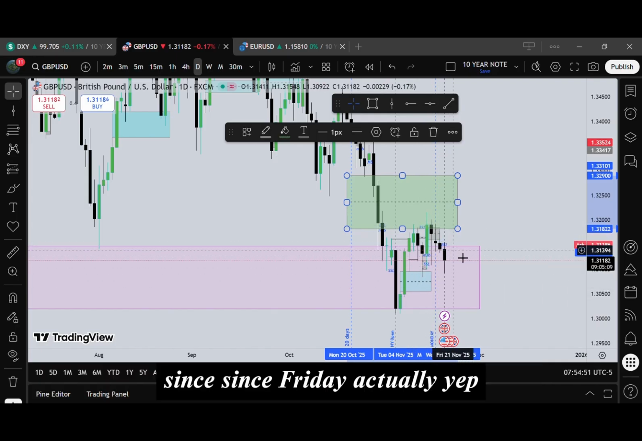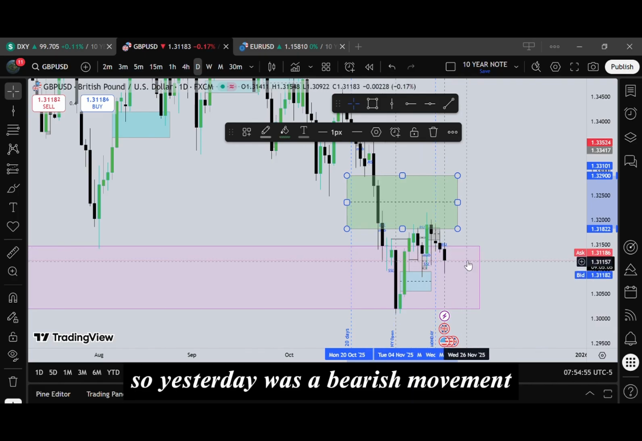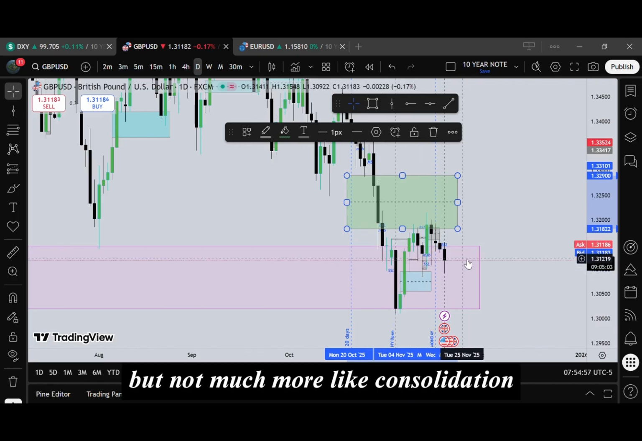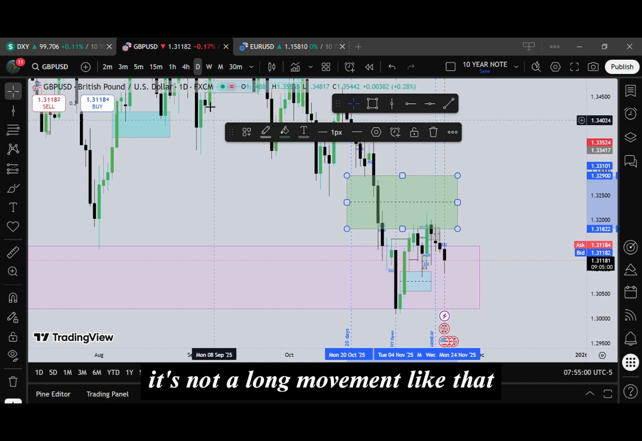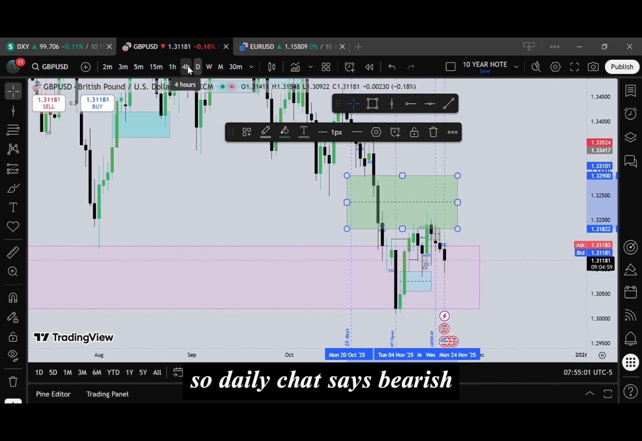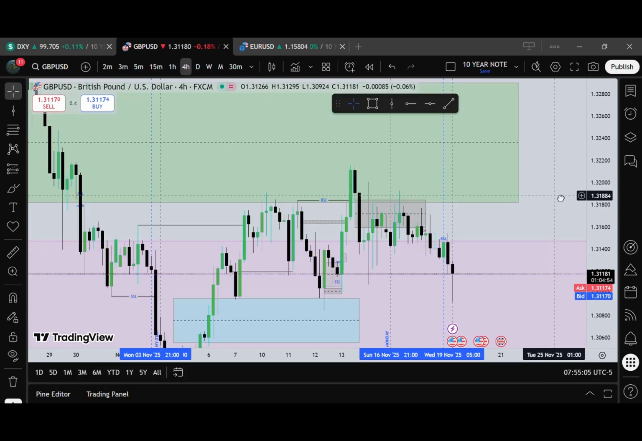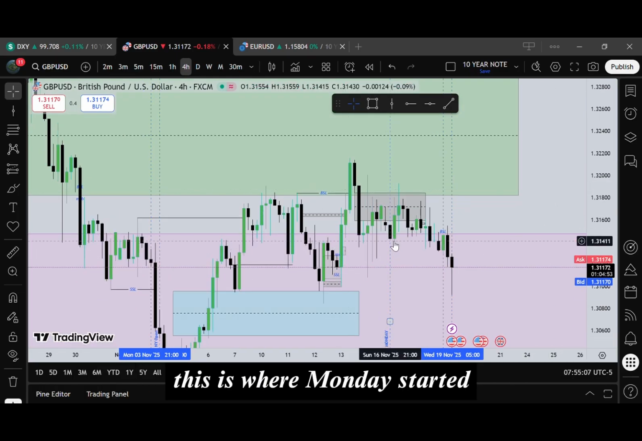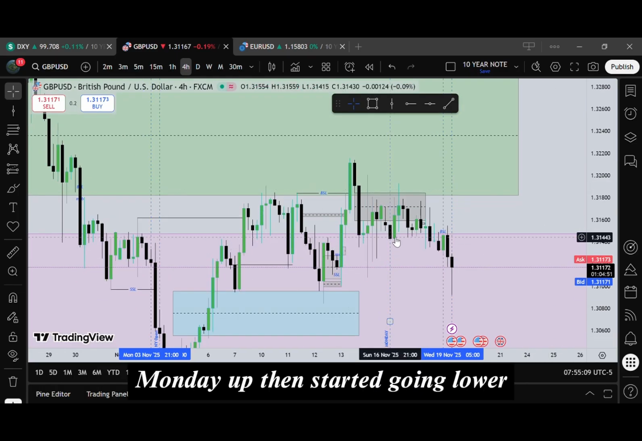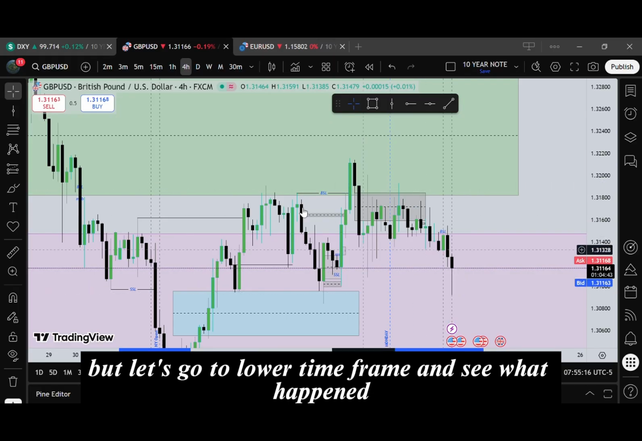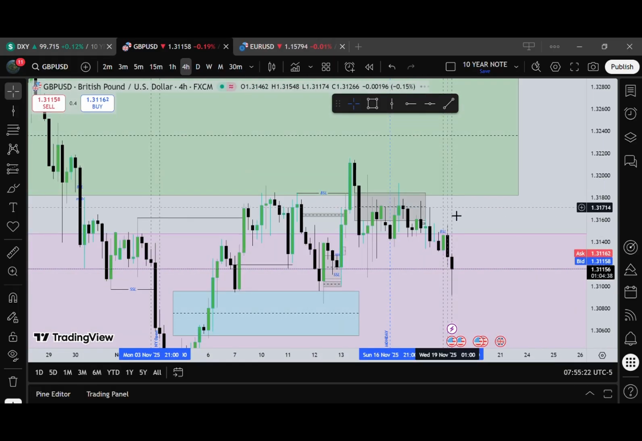since Friday actually. Yep. So yesterday was a bearish movement, but not much, more like consolidation. It's not a long movement like that. So daily chart says bearish. Let's go to 4 hours chart and see. On the 4 hours chart, this is Monday. This is where Monday started. Monday up, then started going lower. But let's go to the lower time frame and see what happened there.